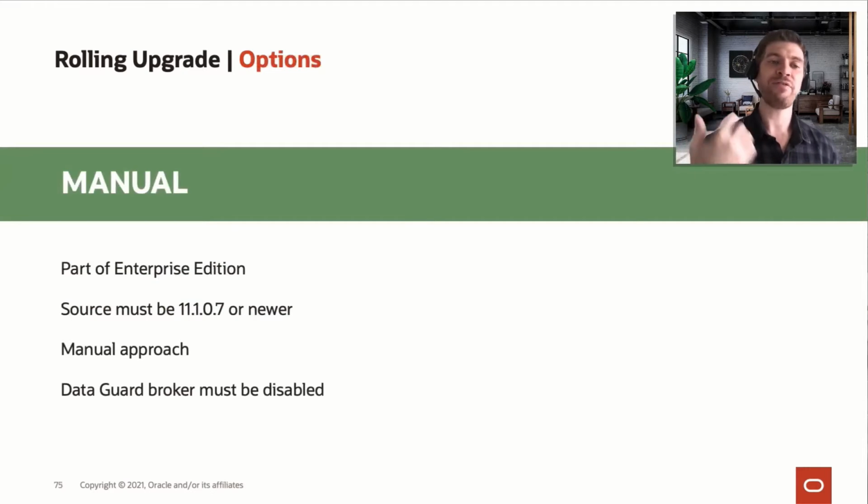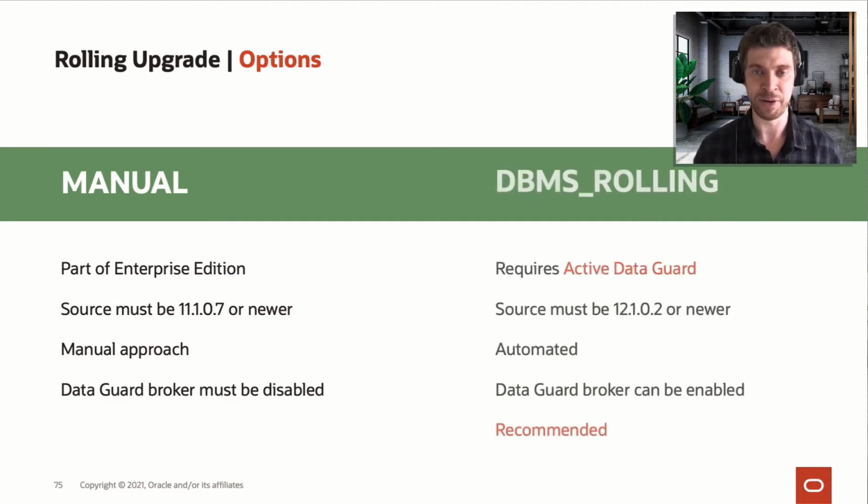So we can do everything manually. To do it manually, first you need to have Enterprise Edition, and the source database must be at least 11.107. And you need to disable Data Guard Broker, or it will mess with all the steps you are executing.